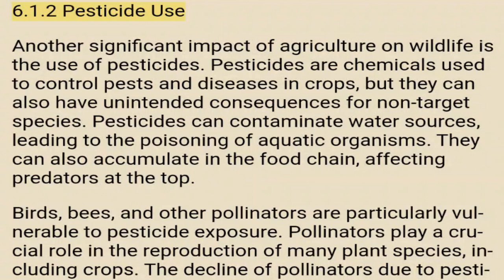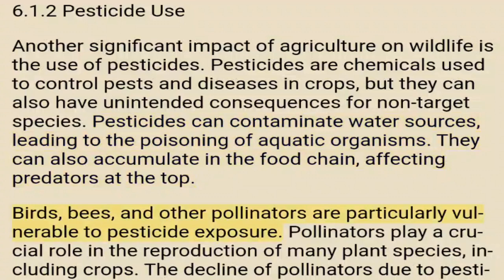6.1.2 Pesticide use. Another significant impact of agriculture on wildlife is the use of pesticides. Pesticides are chemicals used to control pests and diseases in crops, but they can also have unintended consequences for non-target species. Pesticides can contaminate water sources, leading to the poisoning of aquatic organisms. They can also accumulate in the food chain, affecting predators at the top.